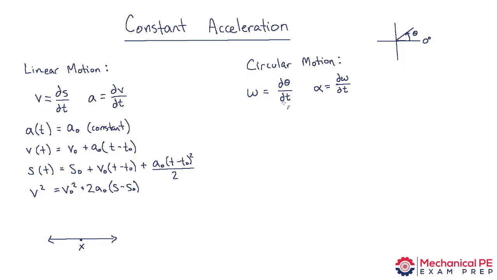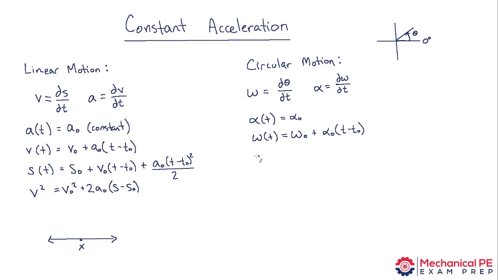But when it is constant acceleration, then we say that alpha as a function of t is a constant, alpha sub 0, constant angular acceleration. So it really doesn't matter what the time is, no matter what value we plug in for t, we're going to get this constant angular acceleration, alpha sub 0, out. Then we can express the angular velocity as a function of time. It's going to be the initial angular velocity, omega sub 0, plus the constant angular acceleration, alpha sub 0, times the change in time, t minus t0.